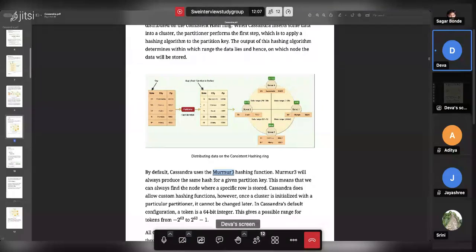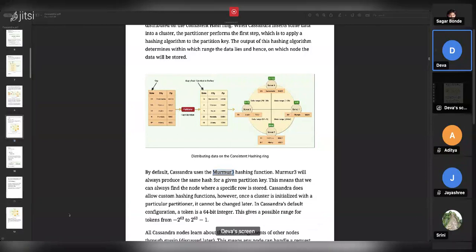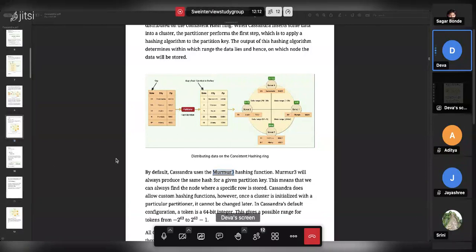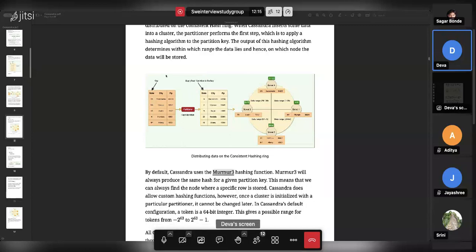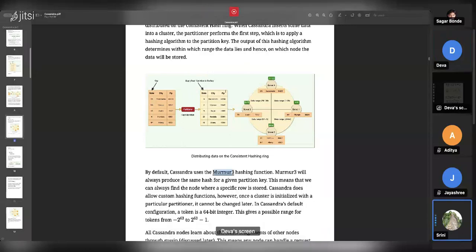I remember I've seen in the config file we define what that murmur setting is. So we'll proceed then.